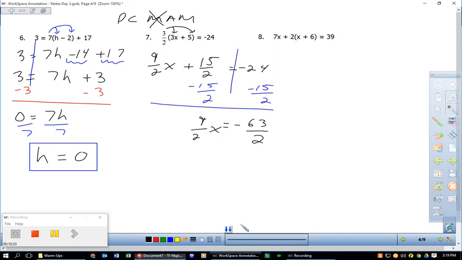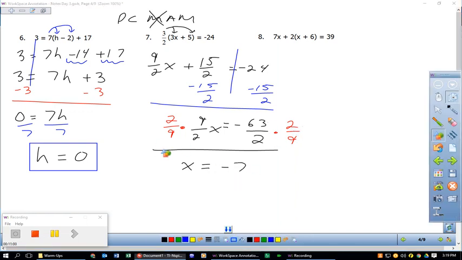Okay, so I'm going to divide by 9 over 2. Now, what you could do instead, and I kind of like this, is multiply by 2 over 9, the reciprocal. That way the 2's cancel out and the 9's cancel out. You can kind of see that it works out. So therefore, x equals, okay, let's see, 2's cancel out, we get negative 7. So x equals negative 7. And again, I'd recommend you check that.